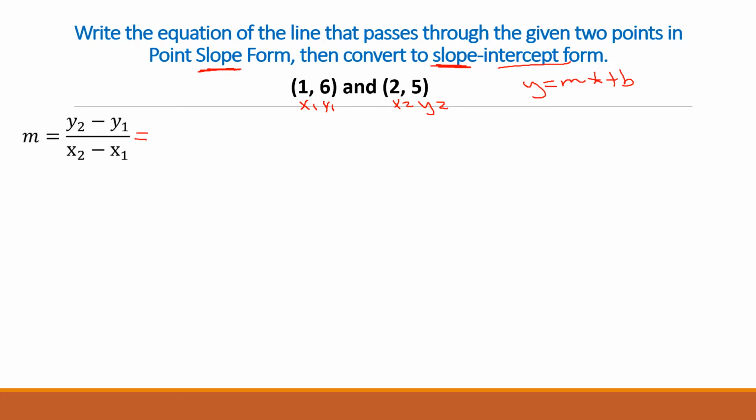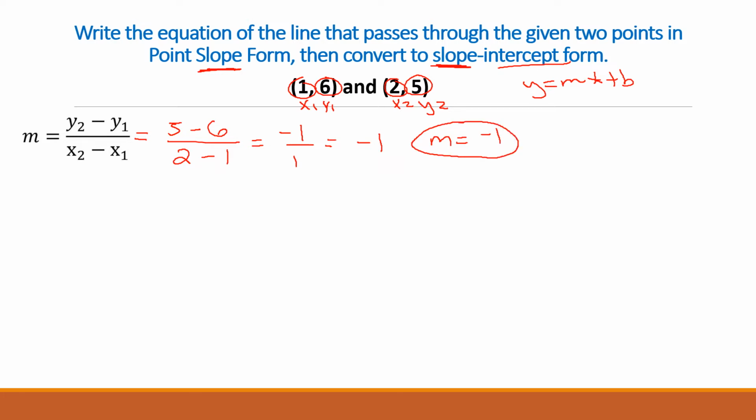So y2 is 5 minus y1 is 6. I'm circling it up here. x2 is 2, x1 is 1. And just simplifying, 5 minus 6 is negative 1. 2 minus 1 is 1. Of course, that reduces to negative 1. When you have different signs, it's going to reduce to a negative. And my slope is negative 1.